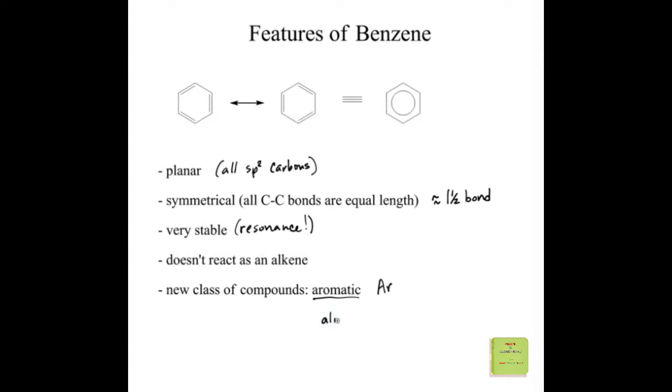Another word that you should be familiar with is aliphatic. Aliphatic is kind of the opposite of aromatic. Aliphatic is what we have when we have just an R group, like an alkyl group. Aromatic means we have a ring like benzene.